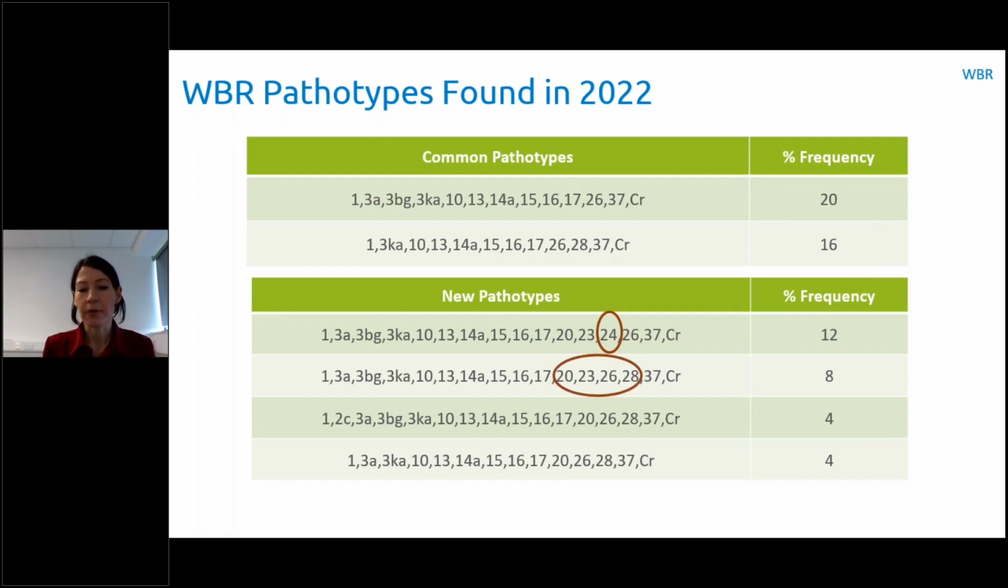We had this new pathotype here with virulence for LR20, 23, 26, and 28. We had this one here, the new pathotype for LR2C. So, yeah, we've seen LR2C before, but it's that particular pathotype that was new for 2022. And this one was new in 2022, where it had a virulence for LR3BG.